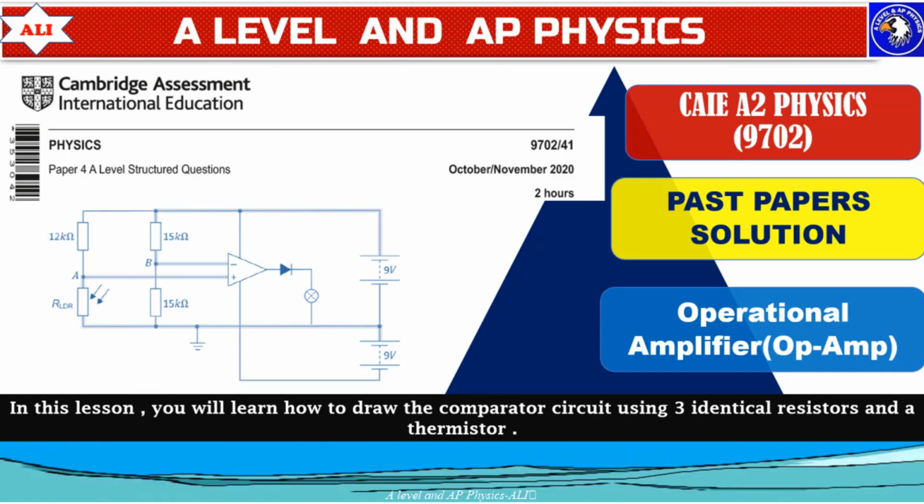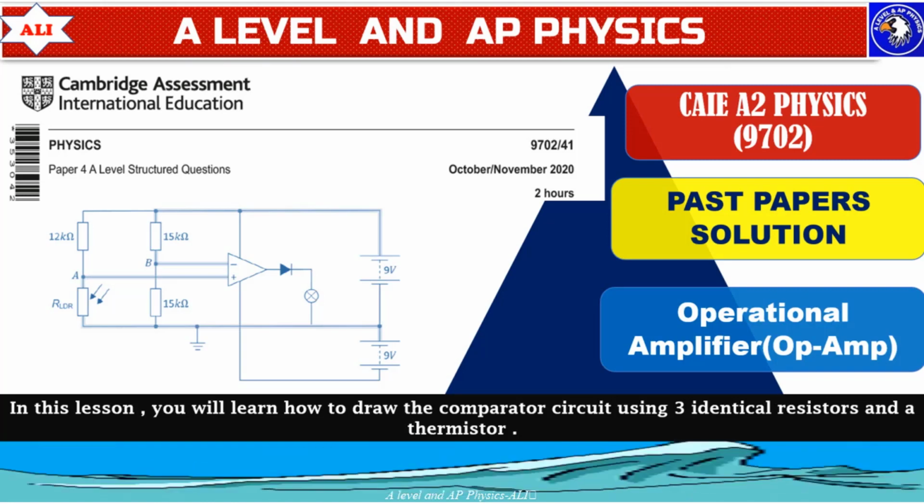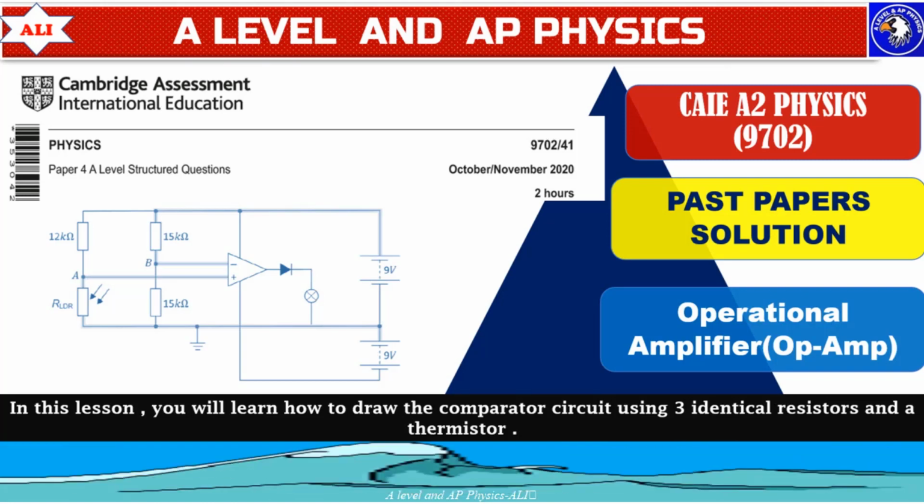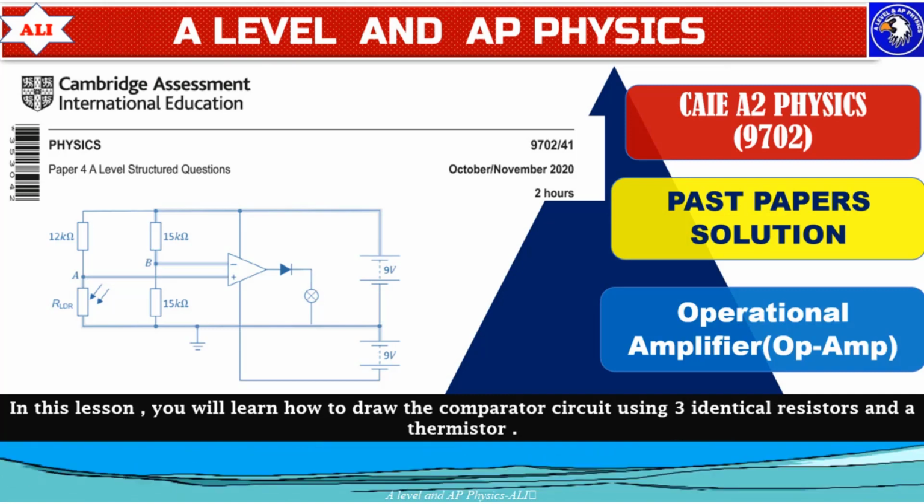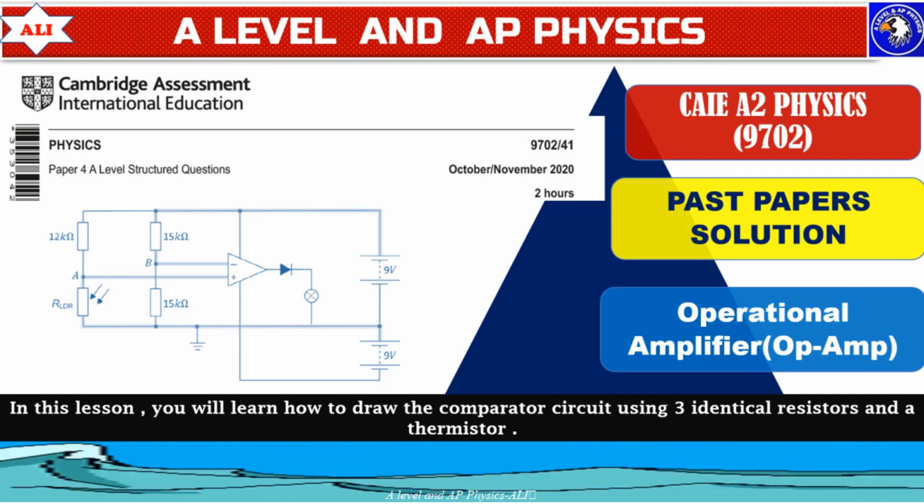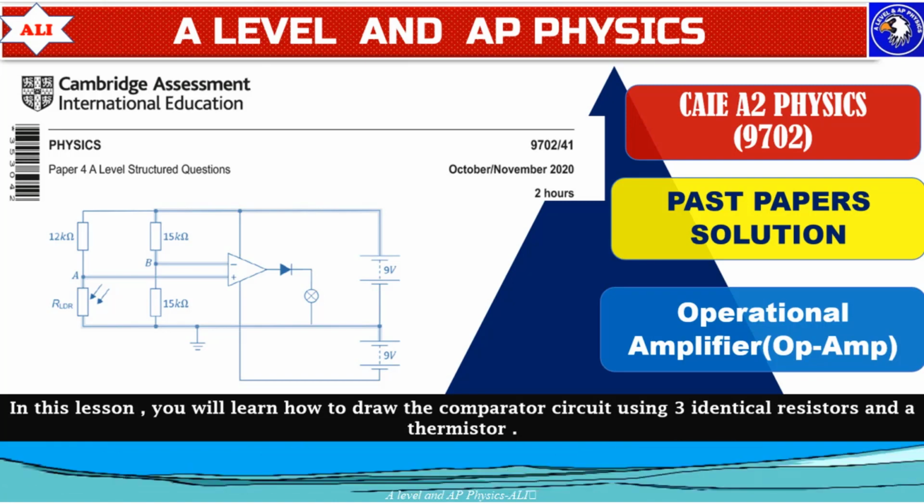In today's class, we will talk about operational amplifier. I'll explain to you how to draw a comparator circuit using three identical resistors and a thermistor. Very important concept about operational amplifier.